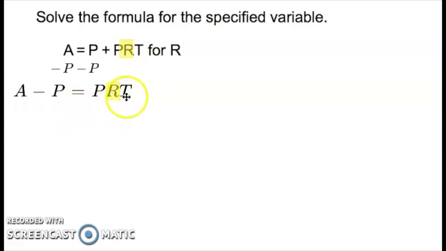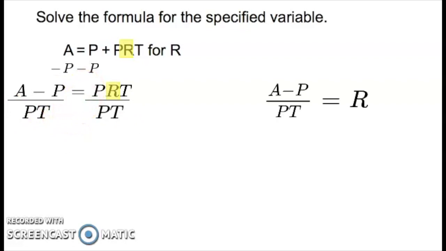Again, we're trying to get the r by itself. Now we notice that p, r, and t are all being multiplied to each other. To undo multiplying, we divide. So to get r by itself, we divide p and t on both sides. So our answer is going to be a minus p over pt equals r.